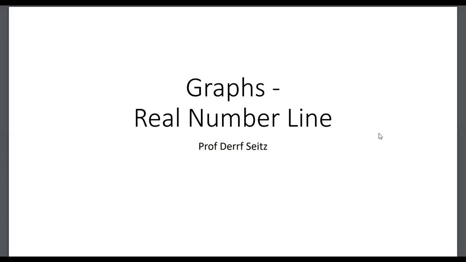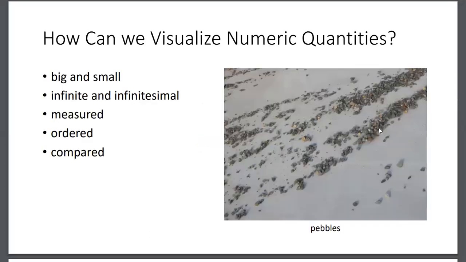Graphs, real number line. How can we visualize numeric quantities? They can be big and small, infinite and infinitesimal. They need to be measured, ordered, and compared. Here's a picture of pebbles of various sizes and colors lined up by the results of rainwater runoff.